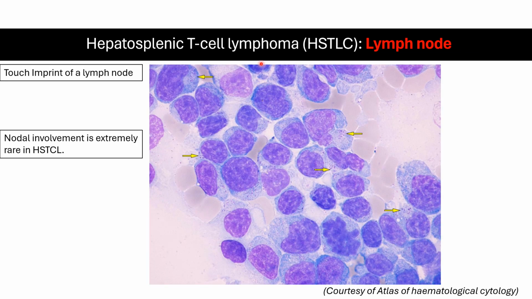And it's the touch imprint of a lymph node. And lymph node involvement is extremely rare in hepatosplenic T-cell lymphoma, but here it is showing similar findings as in bone marrow, azurophilic granules, and nuclear contour is slightly condensed.